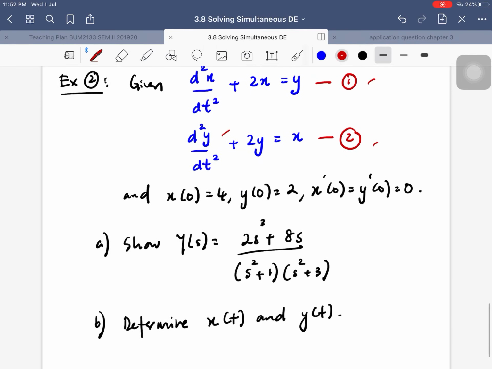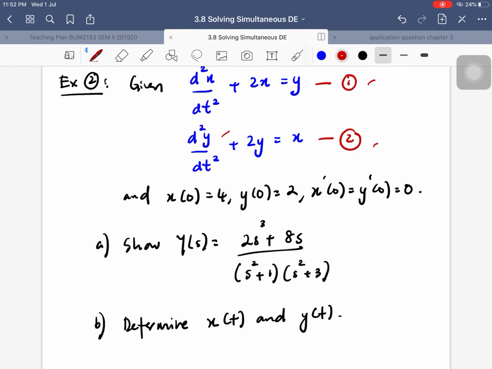Alright, so for this case, this question is guided. It's a previous exam question, as I mentioned just now. The question asks you to show that Y(s) is given by this function, right? And then after you have got that Y(s), you're going to determine x(t) and y(t).